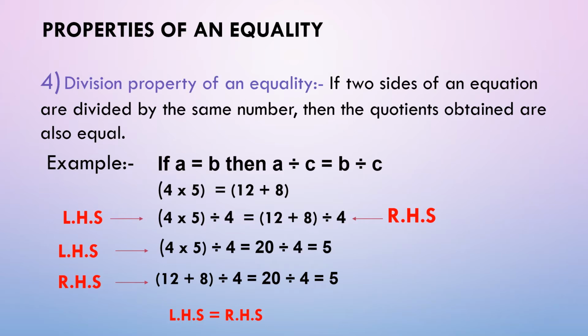Now let us simplify LHS. 4 into 5 is what? 20, and 20 you have to divide with 4. So the answer you will get is what? 5. Same way RHS: 12 plus 8, if you divide with 4. So 12 plus 8 is what? 20, and again 20 if you divide with 4 you will get the answer what? 5. So here both the values are the same. So LHS is equal to RHS. The quotient obtained is also the same.